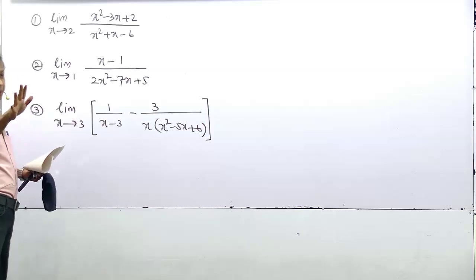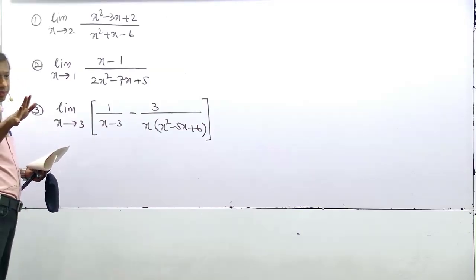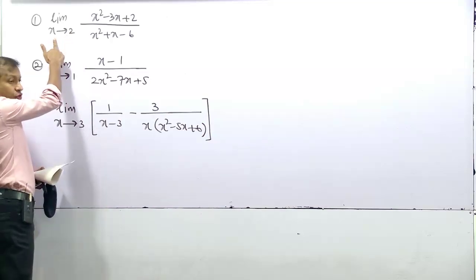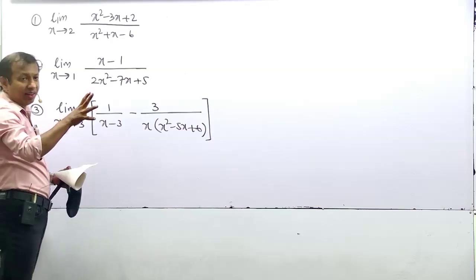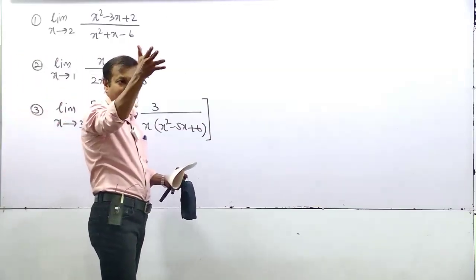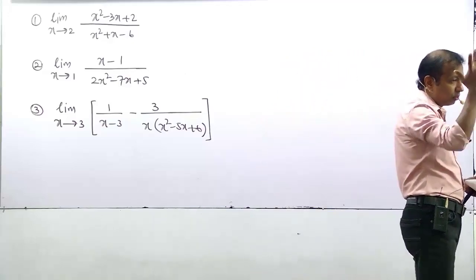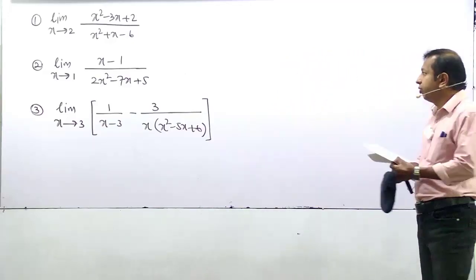What is the technique of getting the answer? Once you take this 2 to this side, we assume that as x minus 2. Until x minus 2 cancels from numerator and denominator, don't substitute x equals 2. Soon after cancelling, put that. Then we get the limiting value. Right. Okay. First one.